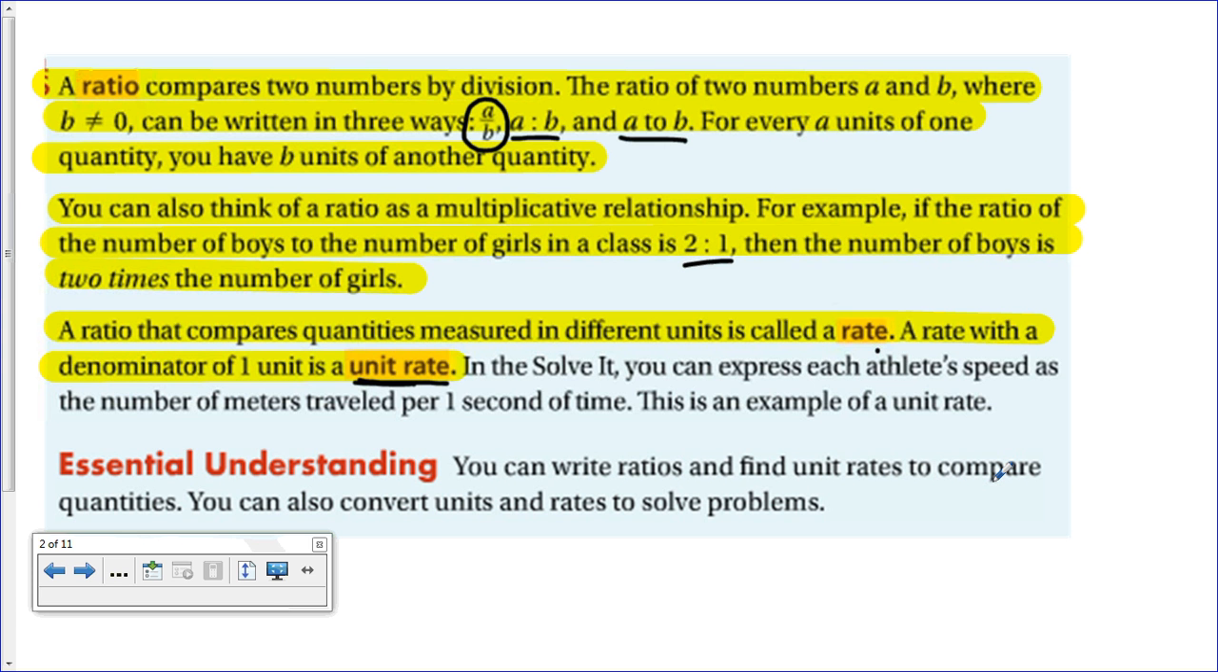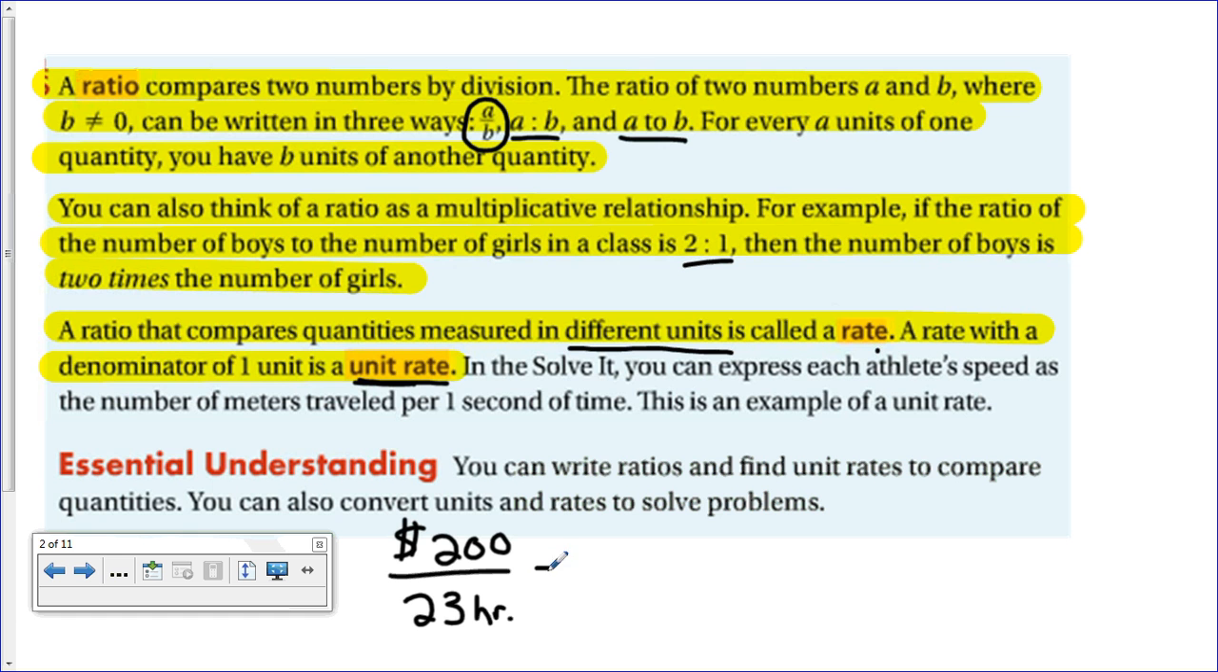So a rate, here's an example of a rate. For those of you who may have a job, and maybe you don't, but you're going to be on your way, let's say you get your paycheck, and your paycheck says that you made $200 for working 23 hours. This is considered a rate because there are different units. This is dollars, this is hours.